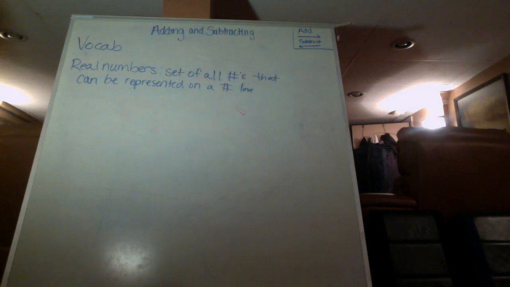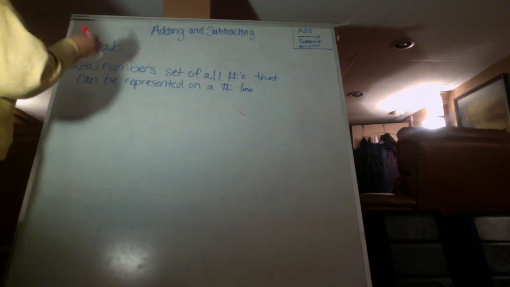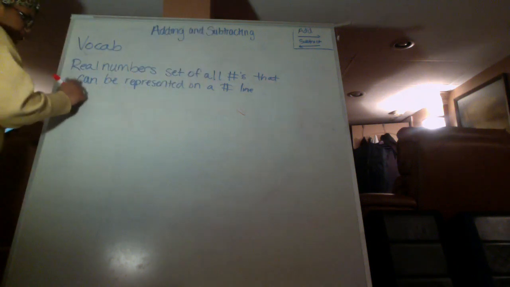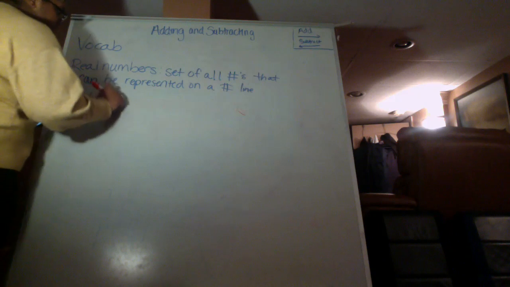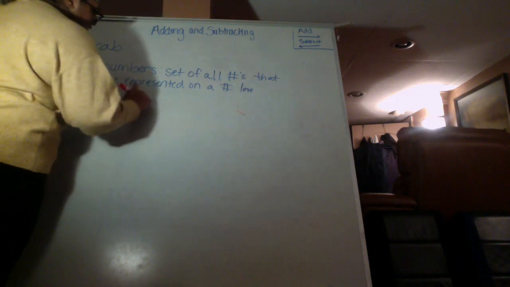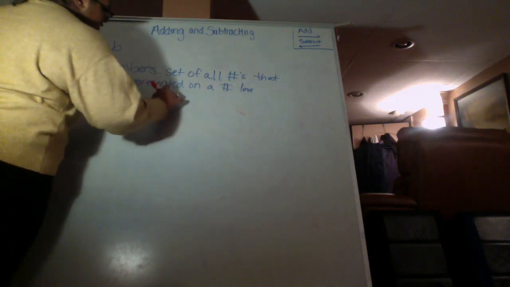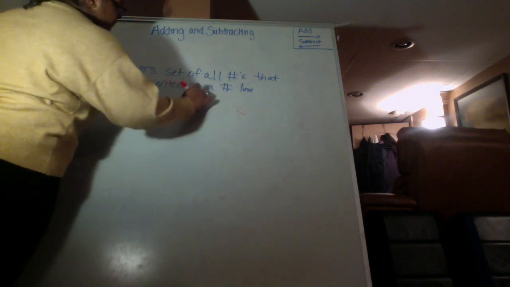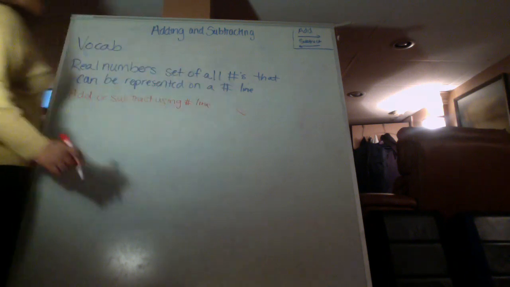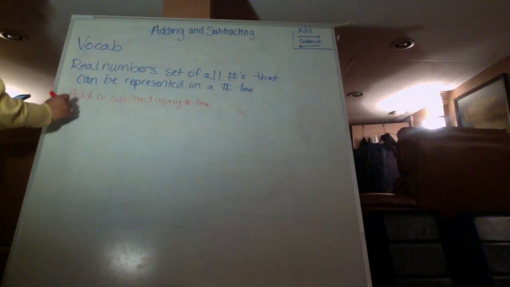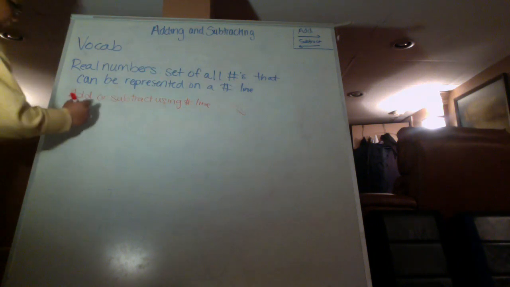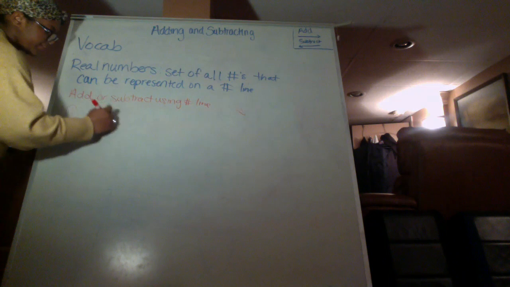So we're going to do an example to start off with. Let's say they said it's add or subtract using a number line. That's our directions. Add or subtract using number line. Okay, cool. So example number 1 is -3 plus 6.